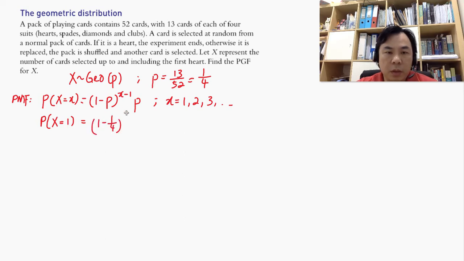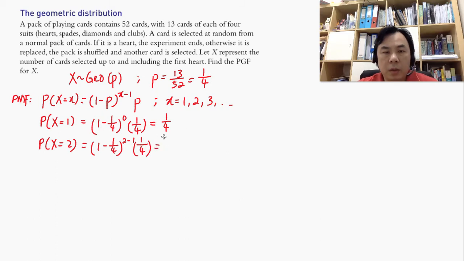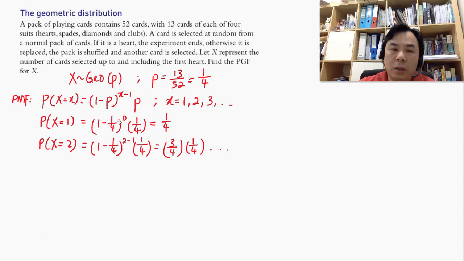Okay, so since the x is 1, there will be a p here. There will be a 0, sorry. And then you can see that from here, we add up to 1 over 4. Or you could calculate p of x equal to 2, for instance. That will be 1 minus 4 here, 2 minus 1, 1 over 4. Okay, so from here you will get 3 over 4 to the power of 1, 1 over 4, and so on and so forth. You can continue to calculate the rest.